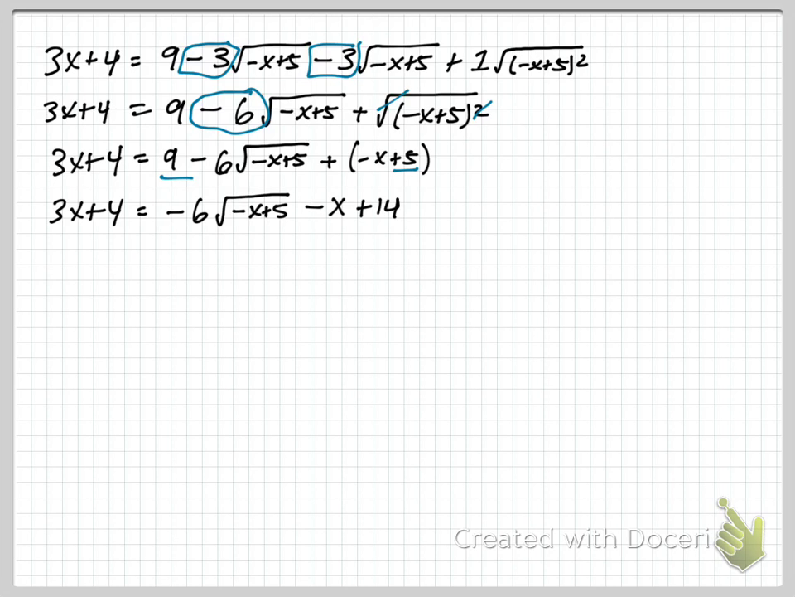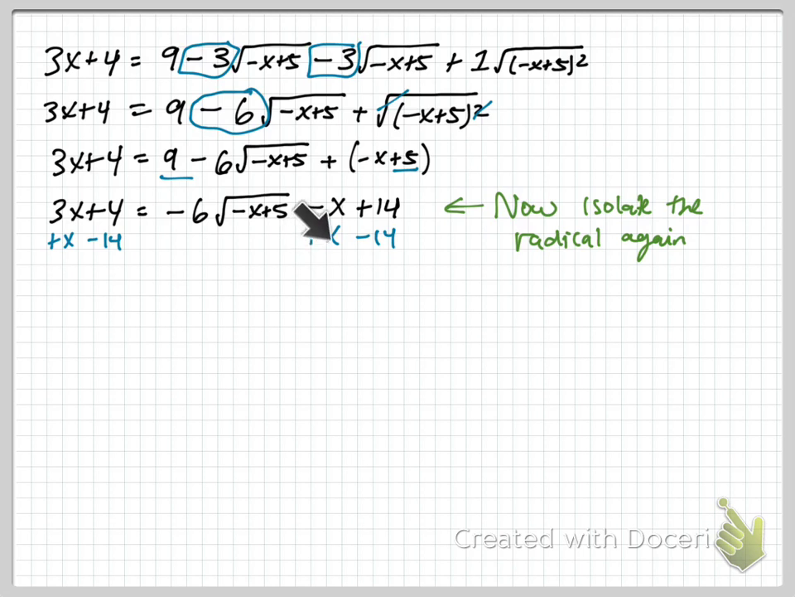All right? If you want, you could pause it and then just kind of figure out and slowly absorb what just happened in the past few steps. All right. So now we have another radical. So now we got to isolate that radical right here. So to do that, we're going to add the x and subtract the 14 off to this side.